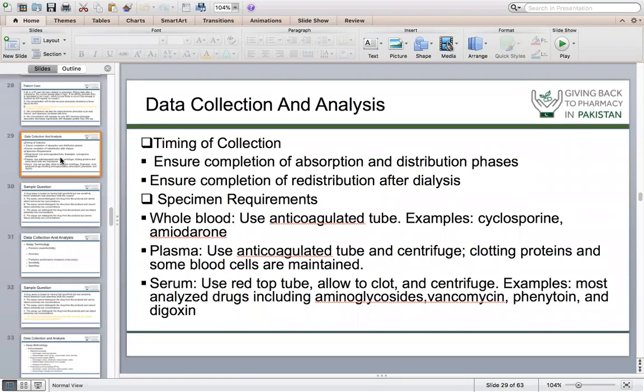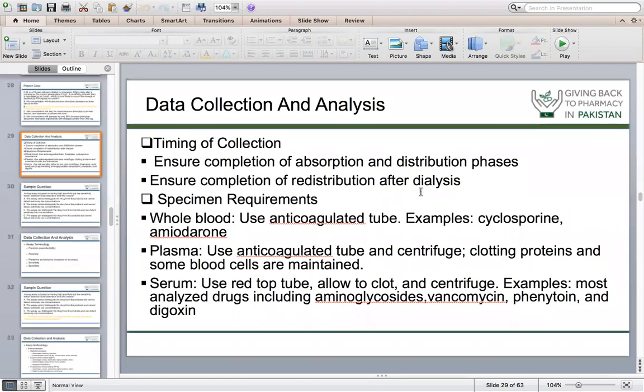And in the case of certain drugs, for example digoxin and lithium, they take a lot of time for these processes, like absorption and distribution, to complete. And we cannot estimate the plasma concentration of such drugs before 6 hours or just before the next dose, when the next dose is scheduled. Okay, so we need to remember this. It's a very important thing to remember in this topic, data collection and analysis. So timing is very important.